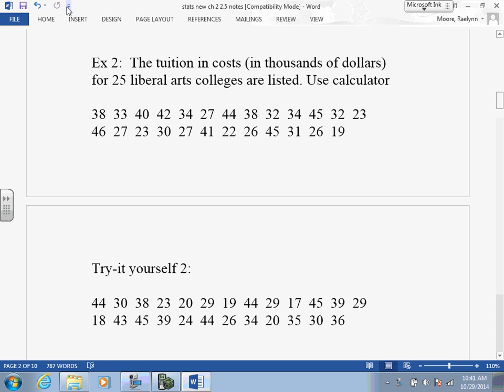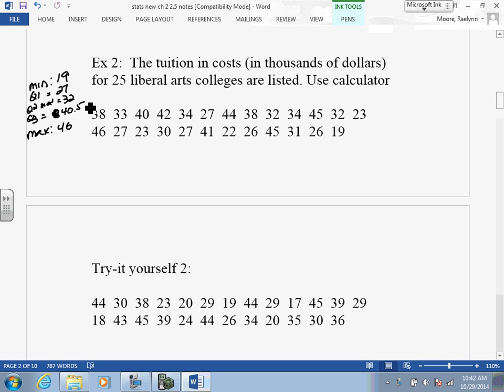Did we get our 5 summary numbers yet? Yes. What's your min? 19. What's your max? What's your Q1? 27. Median? 32. Q3? 40.5. Okay, now, those are our 5 summary numbers.